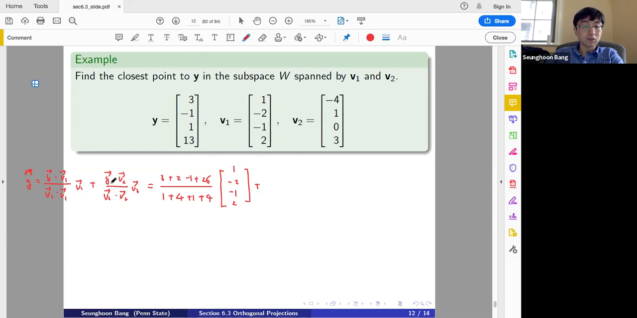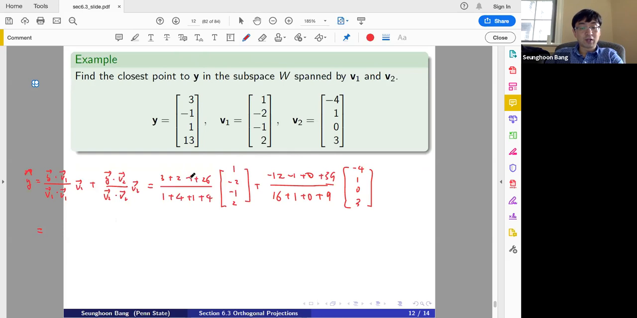Plus, here, y dot v2: 3 times minus 4 is negative 12. Minus 1 times 1 is minus 1. 1 times 0 is 0. 13 times 3 is 39. Over v2 dot v2: negative 4 times negative 4 is 16, 1 times 1 is 1, 0 times 0 is 0, 3 times 3 is 9. And v2 is negative 4, 1, 0, 3. So we have it. And simplify.